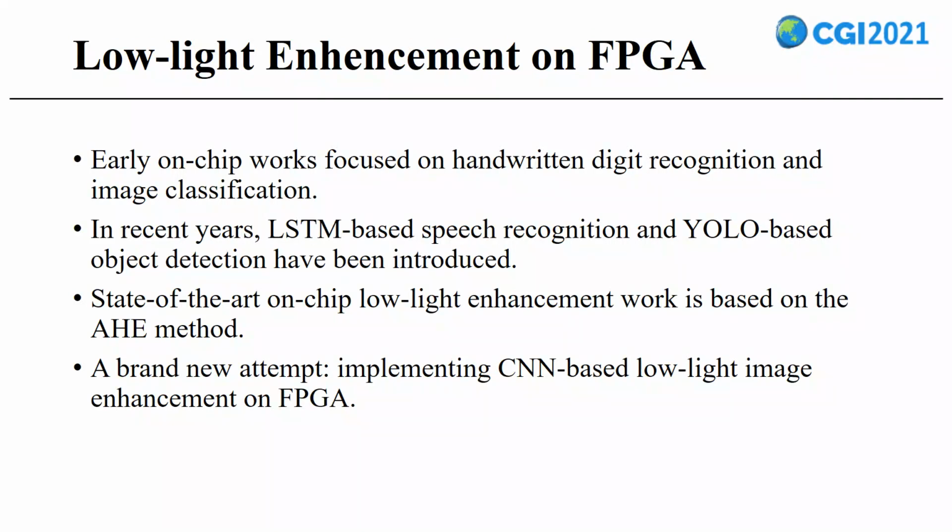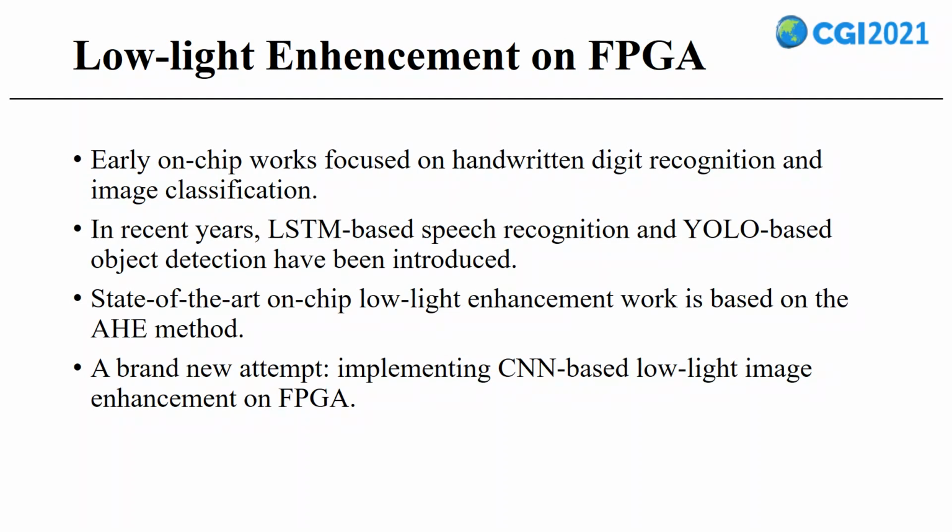With the proposal and development of general-purpose frameworks such as Caffe, TensorFlow, and PyTorch, existing deep learning-based low-light image enhancement tasks are mainly focused on large general-purpose chips, such as GPU. Early on-chip works mostly focused on handwriting digit recognition and image classification. Adapted to the memory storage on FPGA, these solutions are all small models with 2 to 5 convolutional layers, which is much shallower than the networks in GPU-based methods.